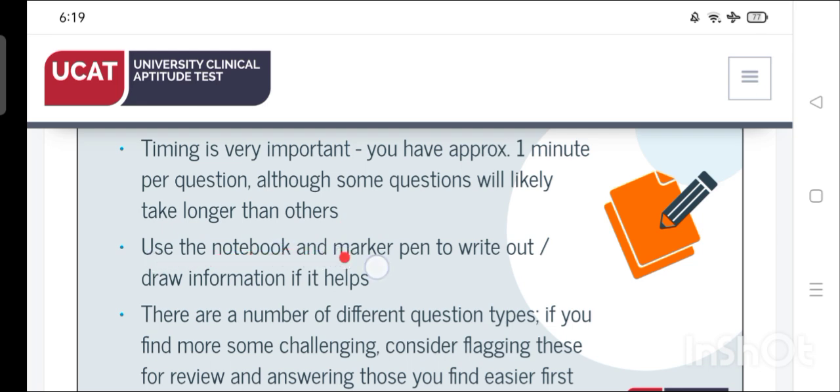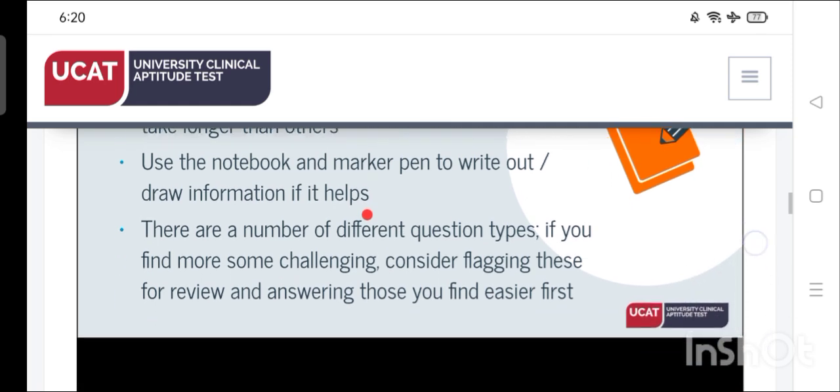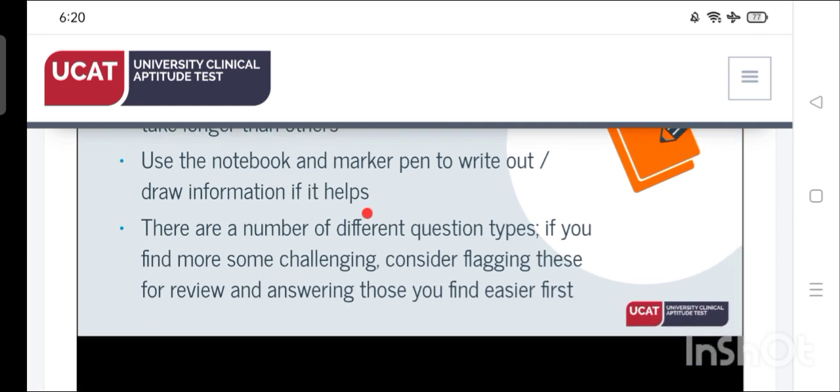Use the notebook and marker pen to write out or draw information if it helps. Okay, now as I have already told you, a notebook and marker pen will be given to you. You can do your extra workout on it. You can write out on it, you can draw information that you can use to deduce your conclusions. You can do that on your notebook with a marker pen. So this will also help you to deduce your conclusions and reach the best results.